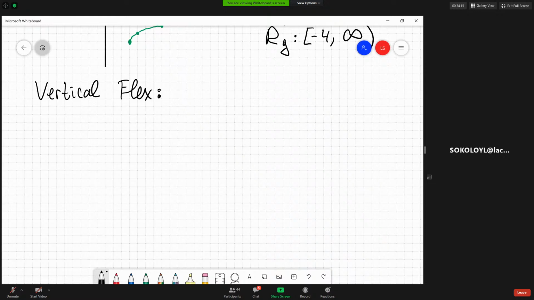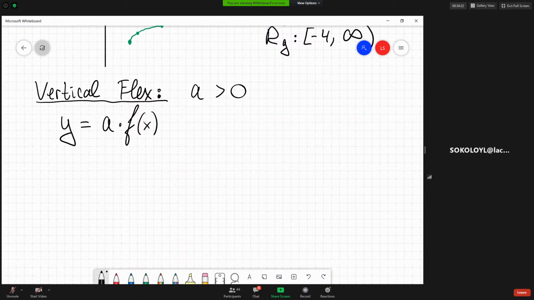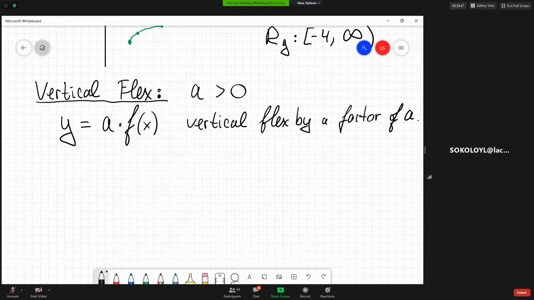So for vertical flex, we have the following version. We're going to introduce some letter a, which again we're going to say is a positive value. And we're going to say that the graph of y equals a times f of x will have a vertical flex by a factor of a units. And I want to spend a little bit of time explaining what that means, vertical flex.